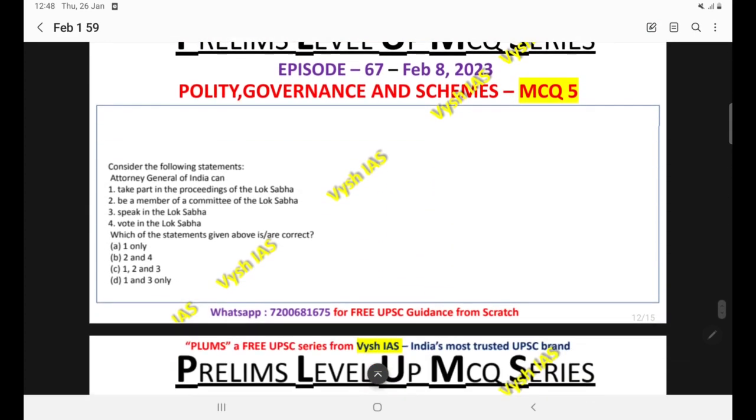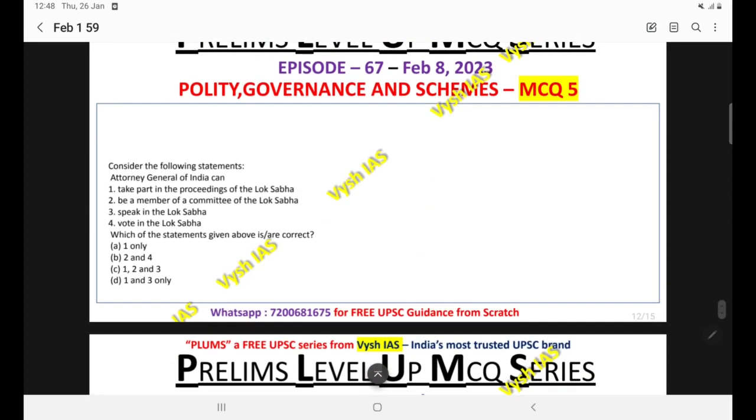Now let's move on to the next question. The question reads, Attorney General of India can, first, take part in the proceedings of Lok Sabha, second, be a member of the committee of Lok Sabha, third, speak in the Lok Sabha, fourth, vote in the Lok Sabha. And you are being asked which of the above statements is or are correct, and four options are given. This is a typical multi-statement kind of question and you can easily attempt it.